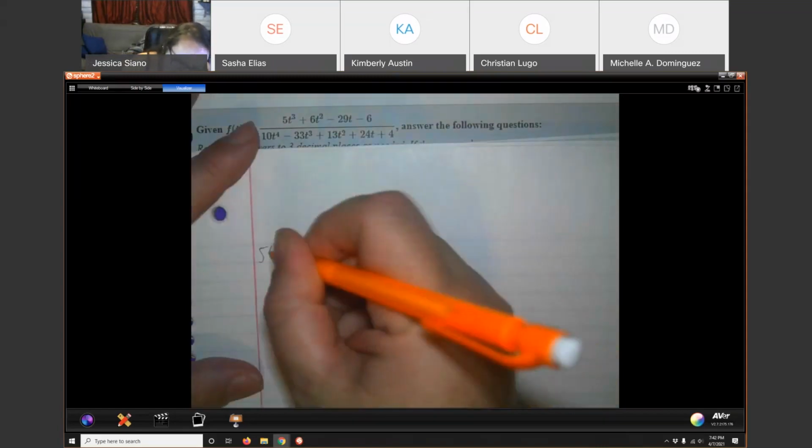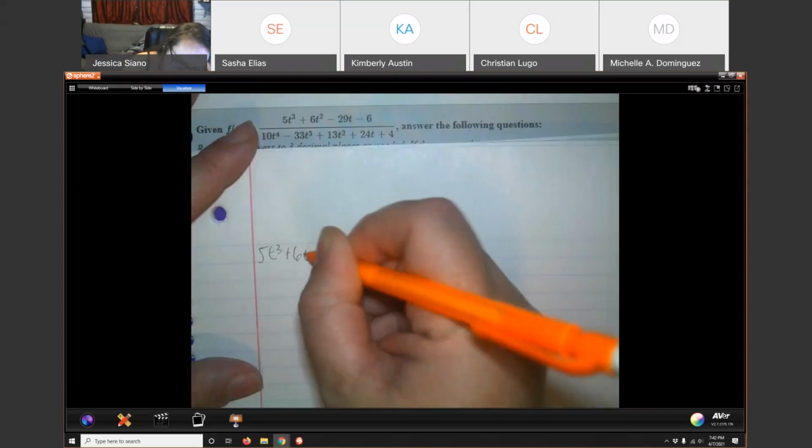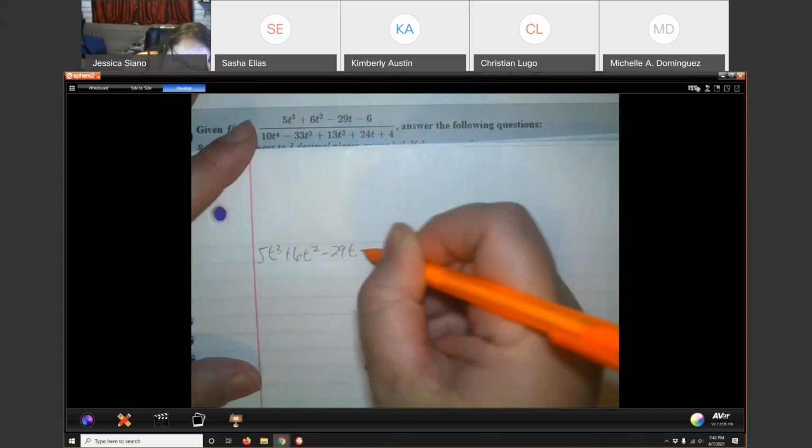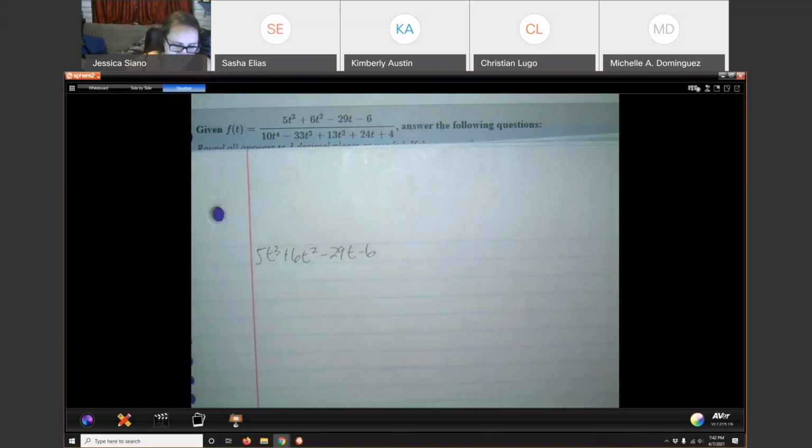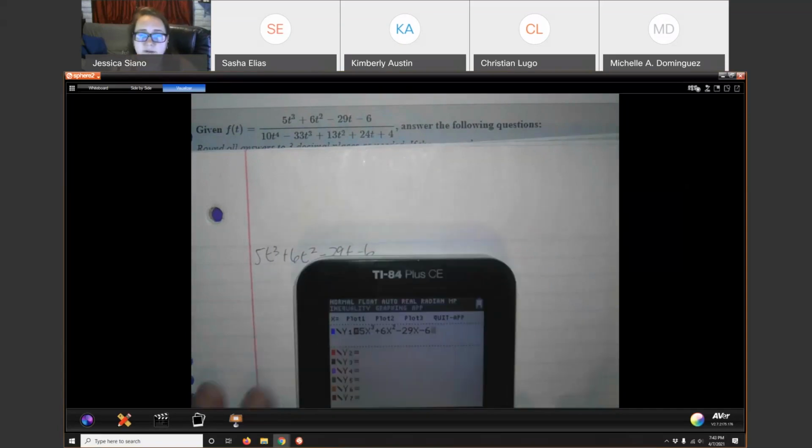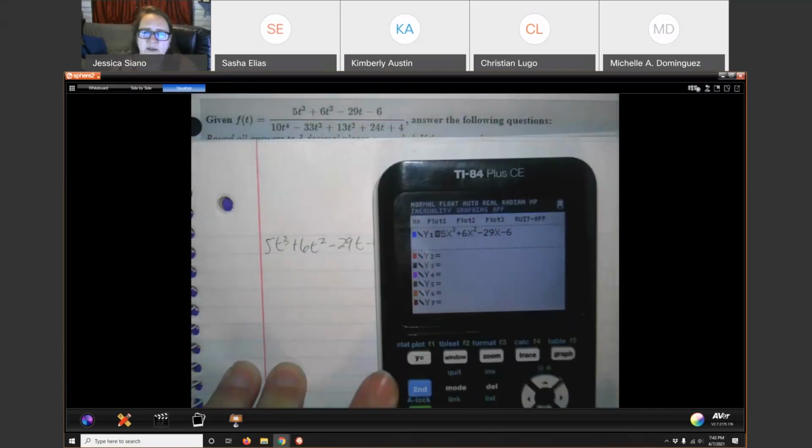So I have 5t to the third plus 6t squared minus 29t minus 6. X to the third, 6x squared. Oops. Minus 29x minus 6. So let's graph this.